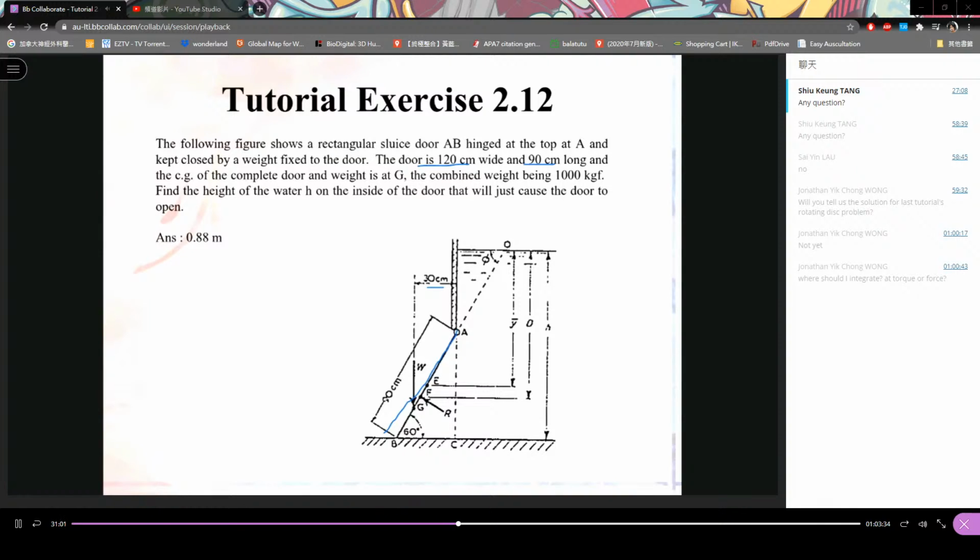Now in the normal situation, if the force acting on this plane is not enough to lift up the door, you have a reaction force here. In that case, you keep the force balance and the moment balance, the moment at A balanced. However, when the time comes, you are required to find the height of the water on the inside of the door, like this edge. At this edge, the door is just open. At this edge, R equals 0. When R equals 0, it means this door is going to be lifted up.